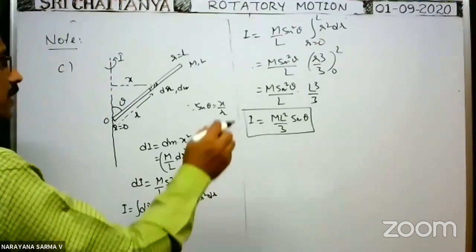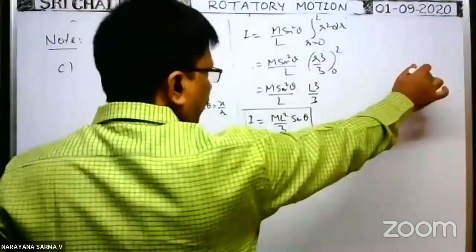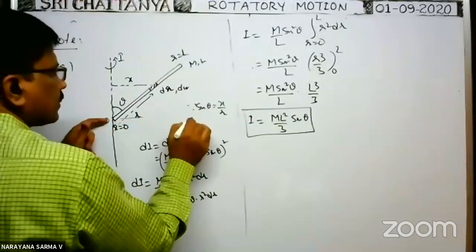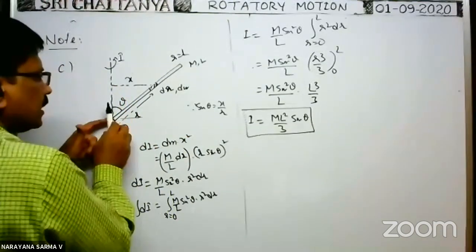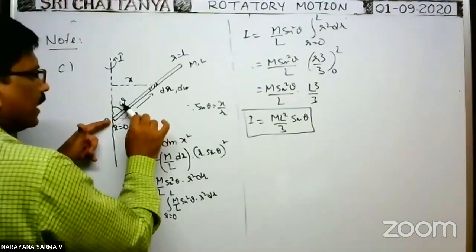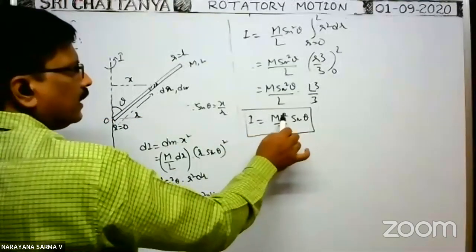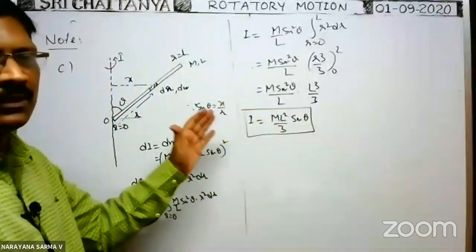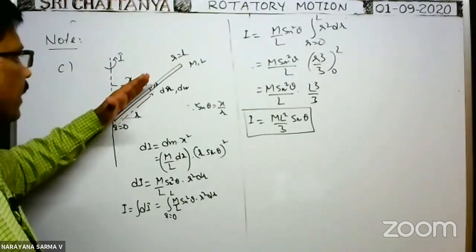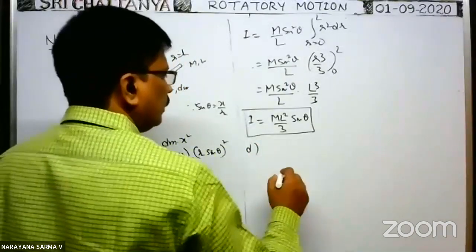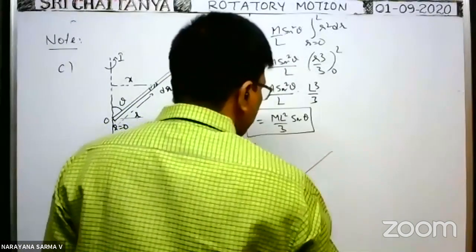Okay. Suppose in the previous case, we discussed the rod about an axis passing through one end, perpendicular to the length of the rod. What is the moment of inertia? In that case, theta is 90. You substitute theta equal to 90, and we get ml square by 3. We got the same. It is the general expression for the moment of inertia of the rod about an axis that makes an angle theta with the rod. Okay. Next, suppose in the same case, the rod is made to rotate like this.